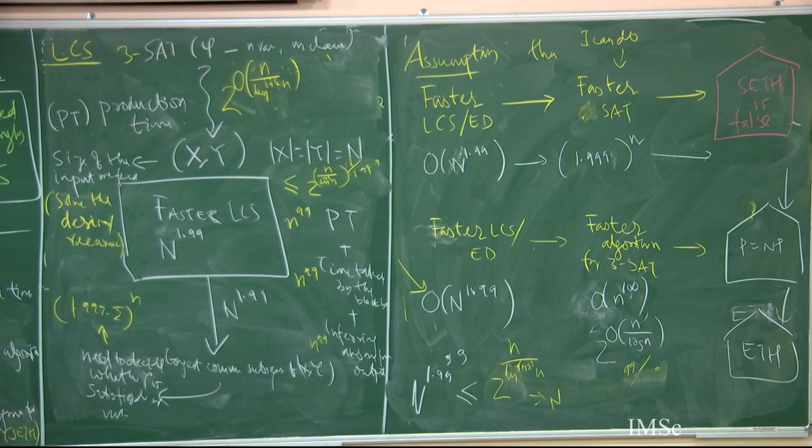Lower bound for what? No. Why do I need a lower bound? Because I want to see that it is 1.99 and in power 1. I have an algorithm for LCS which is in power 1.99 but not in power 2. So where do I need a lower bound for?